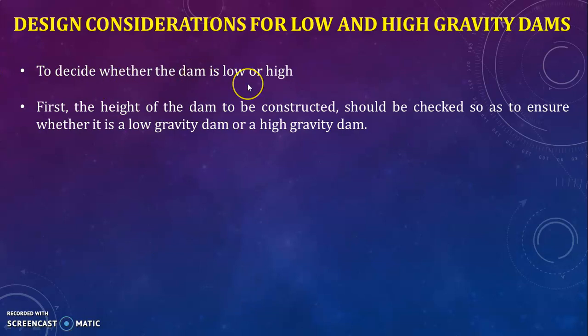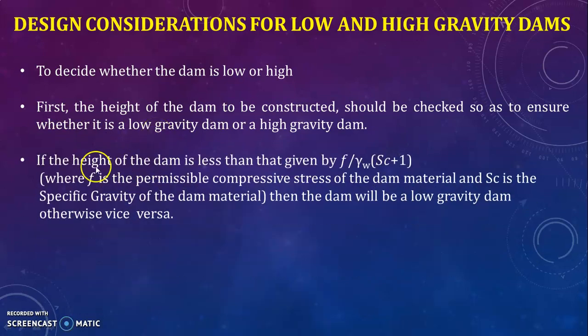To decide whether the dam is low or high, first of all, the height of the dam to be constructed should be checked so as to ensure whether it is a low gravity dam or a high gravity dam. If the height of the dam is less than that given by this equation, F divided by gamma W into (SC plus 1), where F is the permissible compressive stress of the dam material and SC is the specific gravity of the dam material, then the dam will be a low gravity dam, otherwise vice versa.